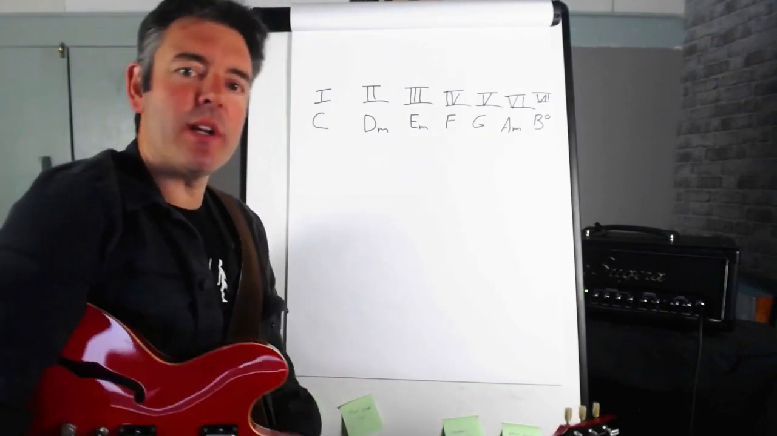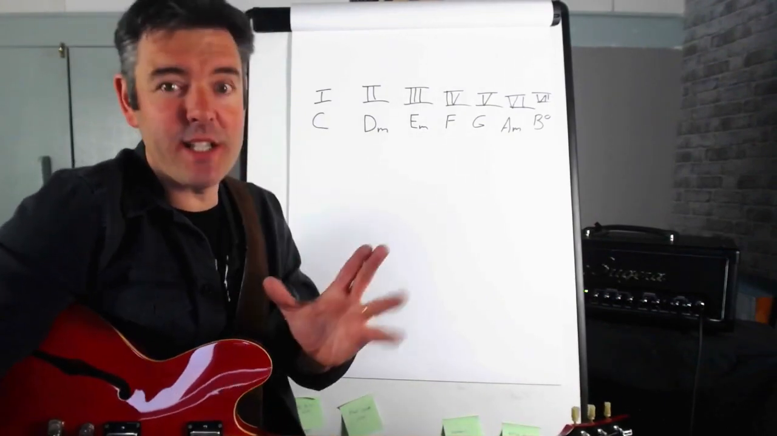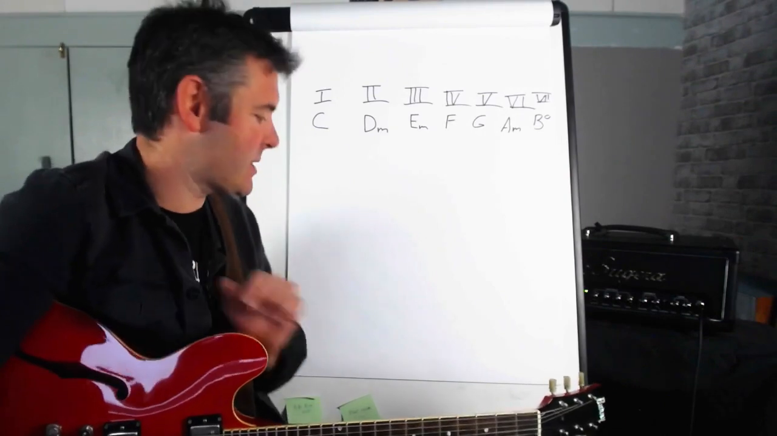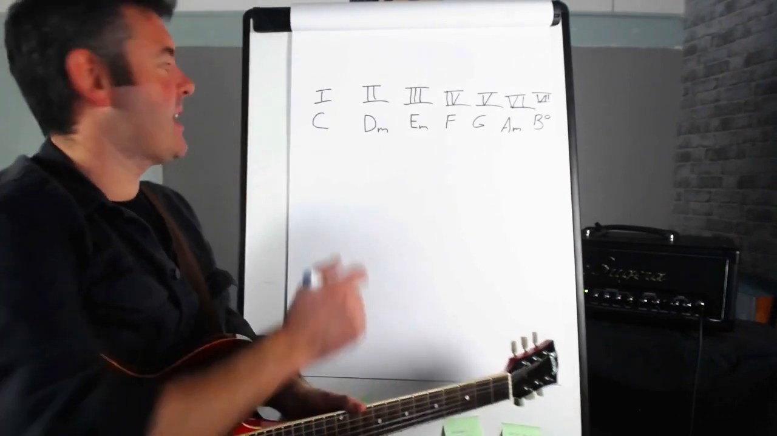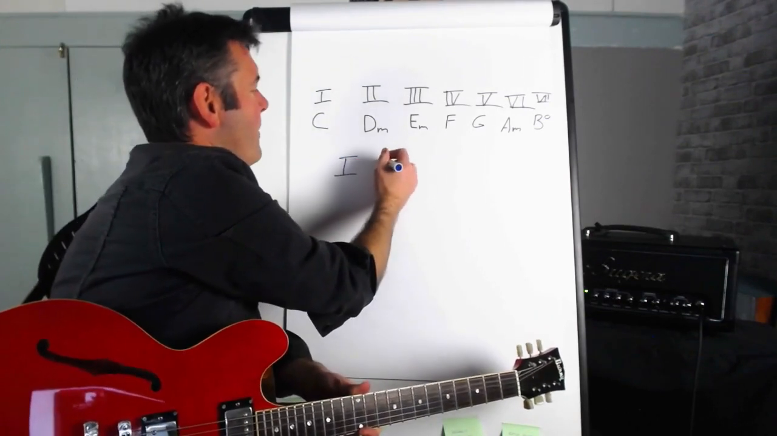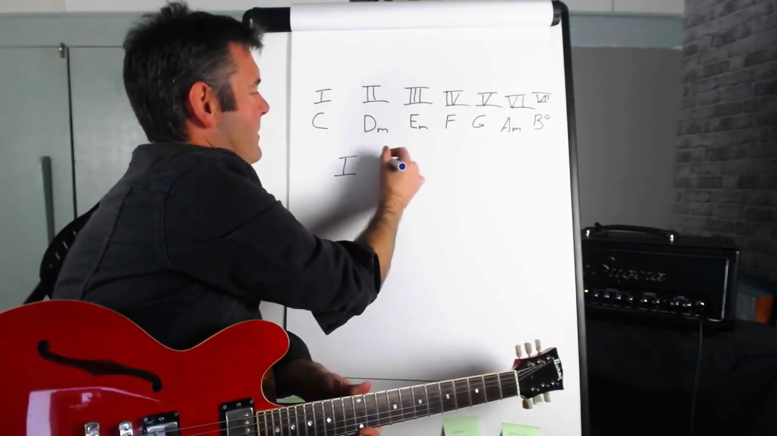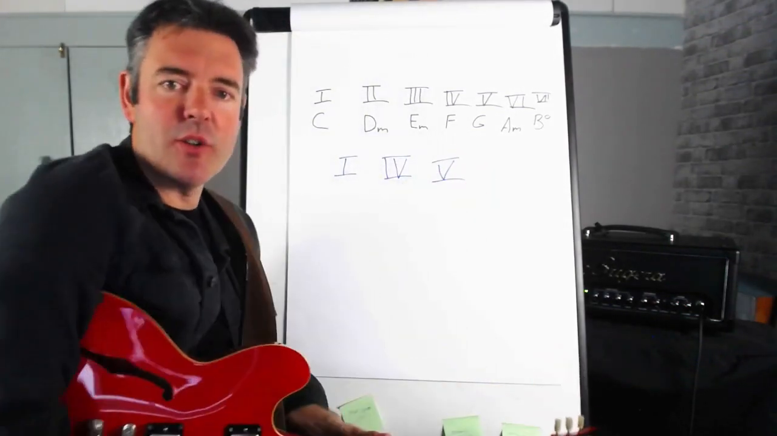So the first one we're going to look at is the 1-4-5 chord sequence. And this is always described as the most common chord sequence in pop and rock music. And to be honest, it probably is. So let's write that one out. We've got 1, 4, and 5. Millions and millions of songs use this one.